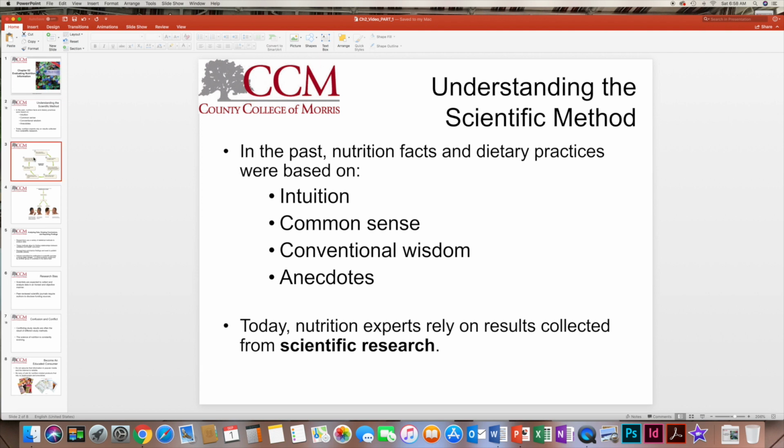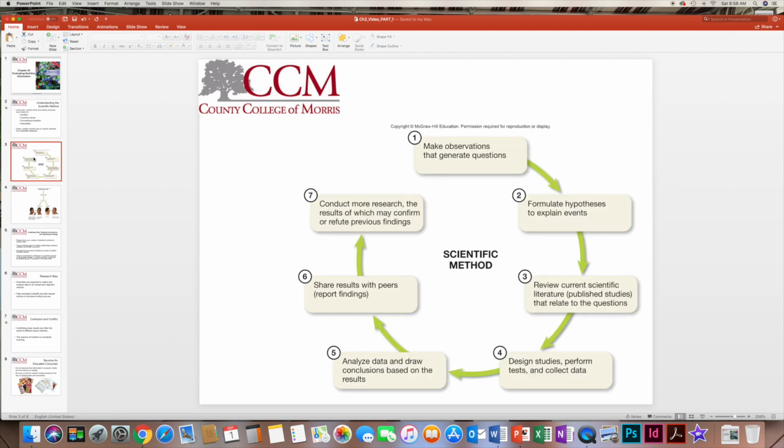But if you're using the scientific method, very briefly, the steps are: you make an observation, you formulate a hypothesis, you review other studies, you design your own study, you analyze the data, you share your results, and then, if needed, you conduct more research. In a nutshell, that's the scientific method.